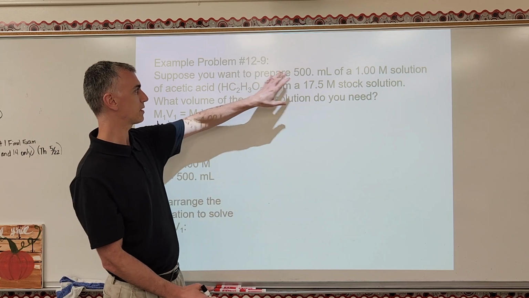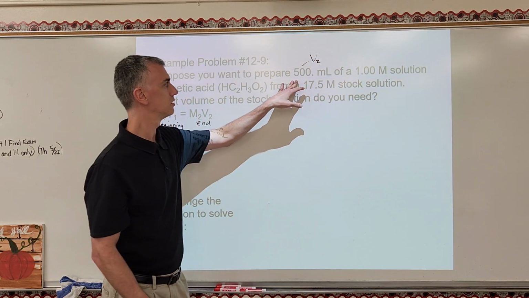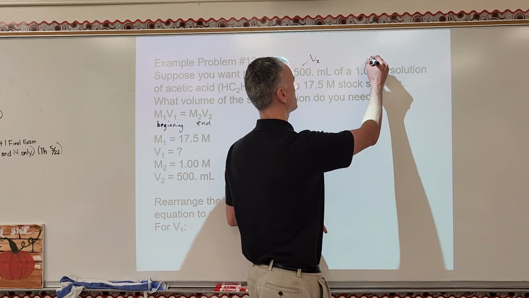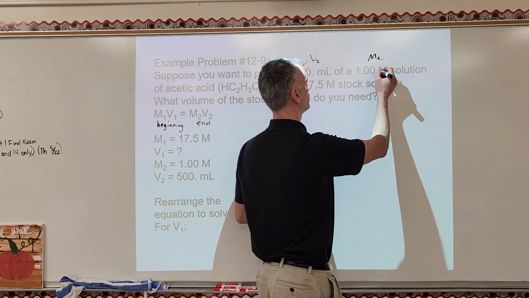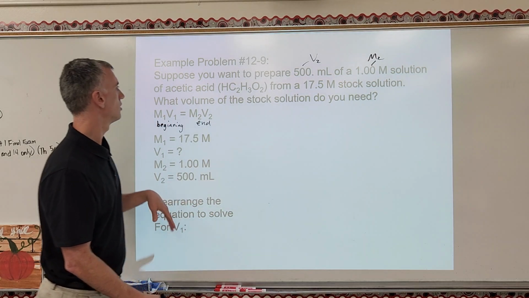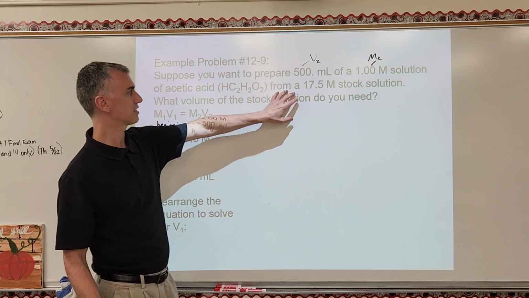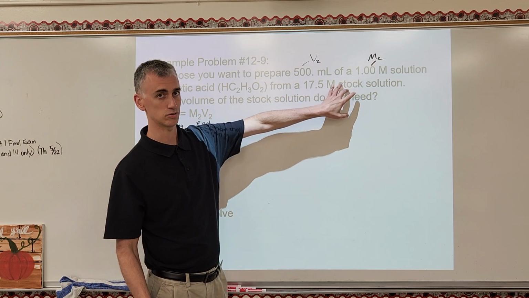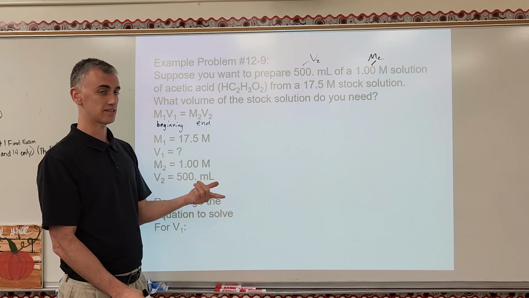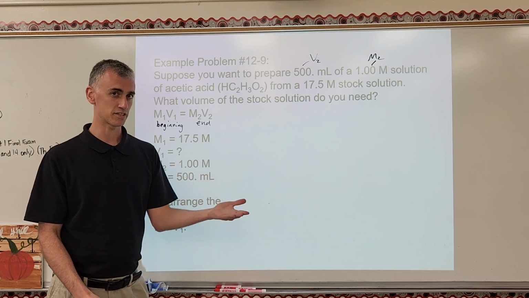Because when you prepare something, you make something in the end, I'm going to call this volume 2, because that goes with this molarity 2. Again, it's what you end up with. Now look at the wording here. Working with acetic acid, it's from a 17.5 molar stock solution. A stock solution, remember what the stock solution is? It's that solution of known concentration. Does it make sense that that's what you begin with?